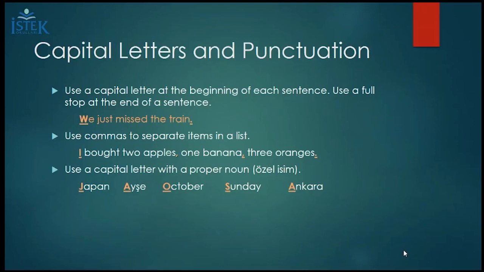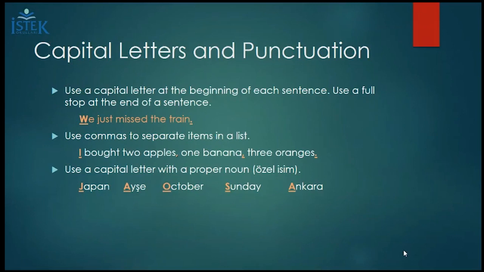We also use commas to separate items in a list. I bought 2 apples, 1 banana, 3 oranges. Why did I use commas here? Because I wanted to separate my items in a list. Also, it tells you that the list continues.